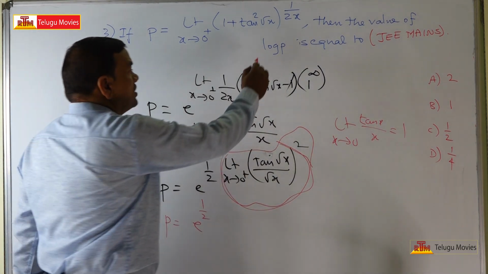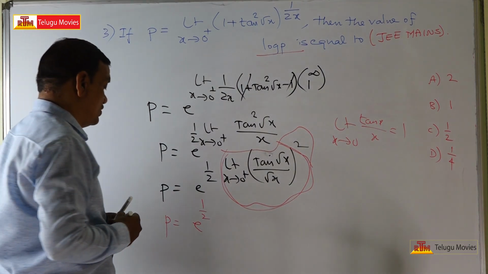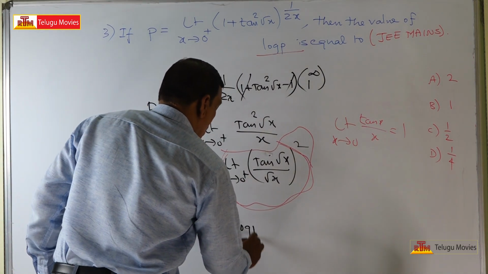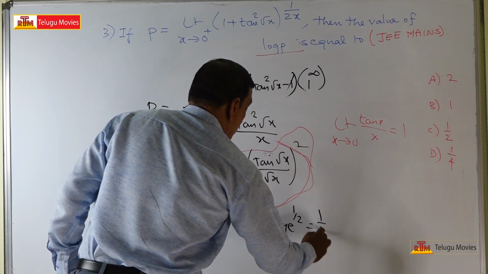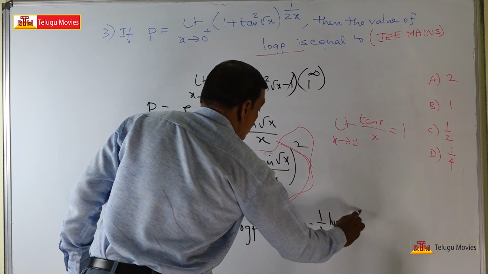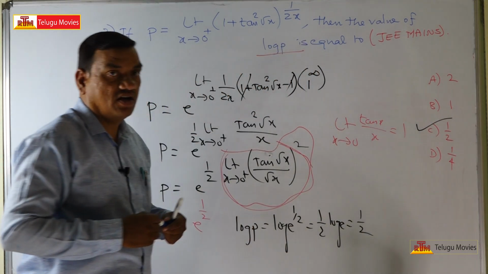Okay now. So he is asking to find out log p. So apply logarithms on both sides. So log p is equal to log e power 1 by 2, that is 1 by 2 log e, this is equal to 1 by 2. So 1 by 2 is the correct answer.